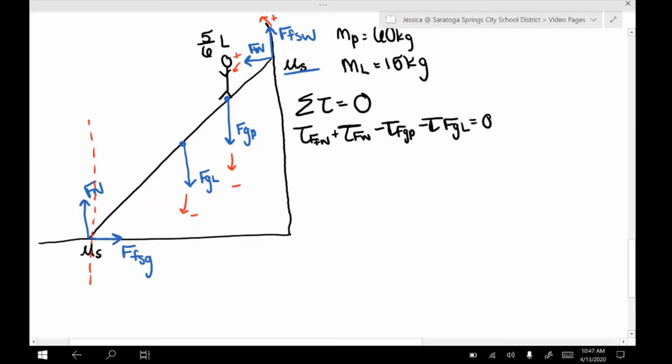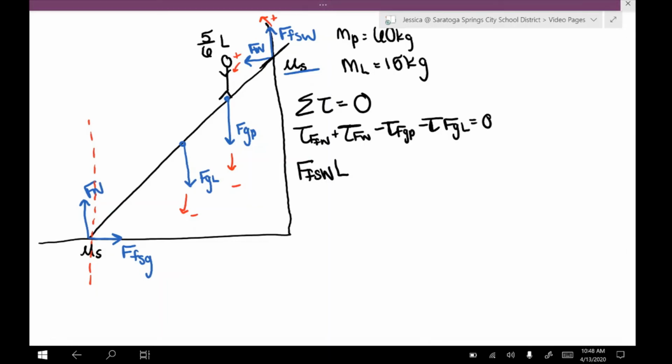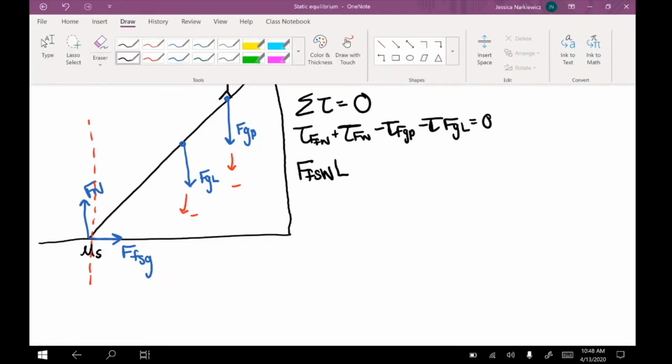Okay. Now in this, we don't really know what we would be looking for. I'm just showing you equations set up. Okay. So force of friction on the wall, it would be FFSW times L. It's at that total distance L. But here's the thing. It is not perpendicular to our axis of rotation. Sorry, my cats just ran out the room.